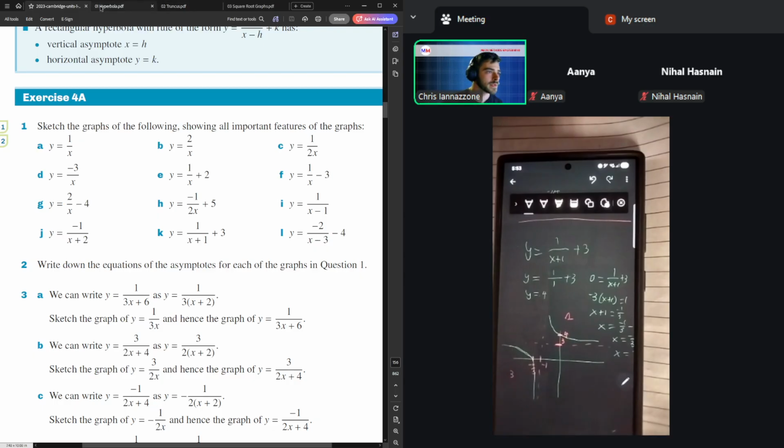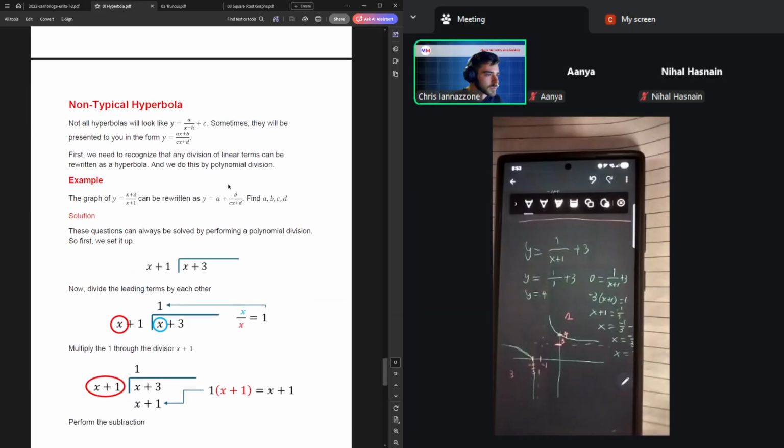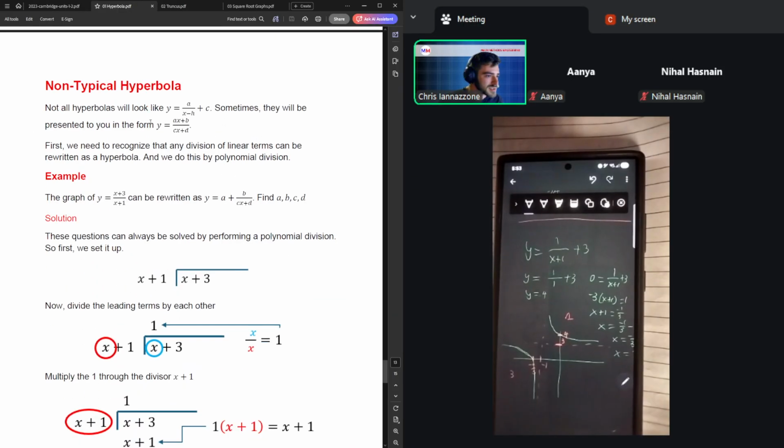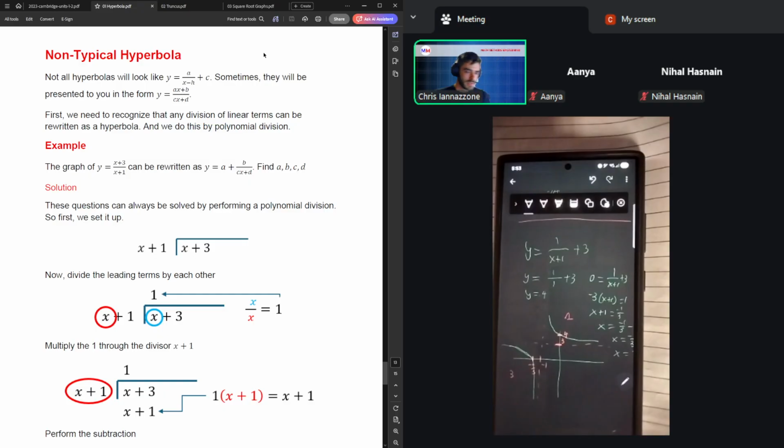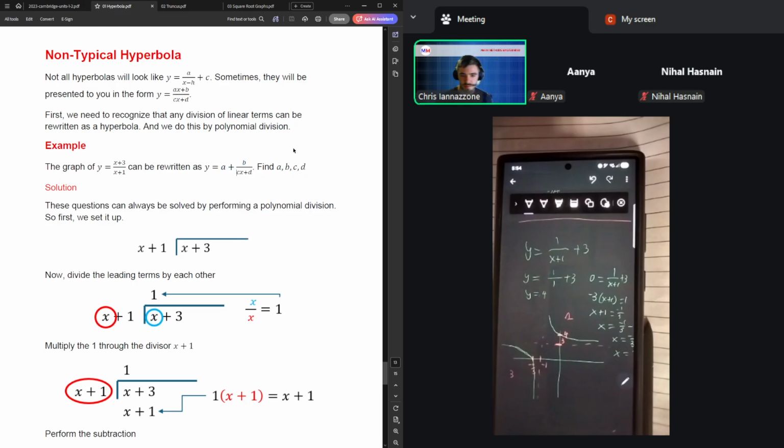All right, back to the screen share. We're going to have a look at what I've referred to as a non-typical hyperbola. There are a couple of ways to handle this. Ultimately, our goal is to take it from linear divided by linear into only having a linear on the denominator and splitting up the rest of it into whole numbers and coefficients.